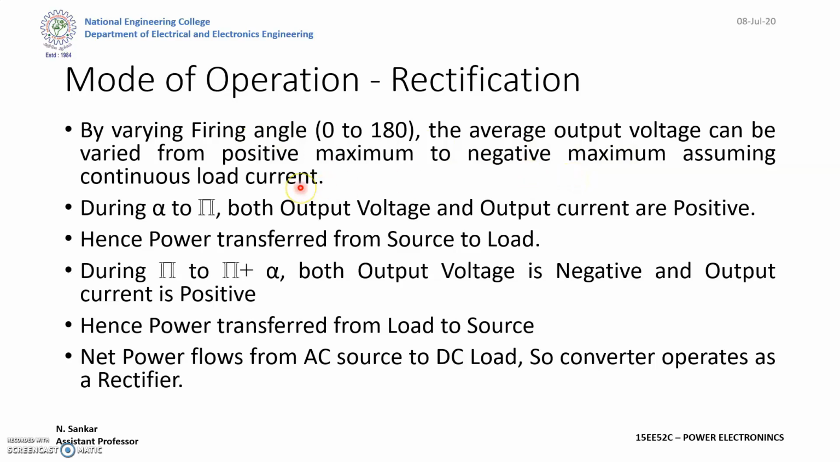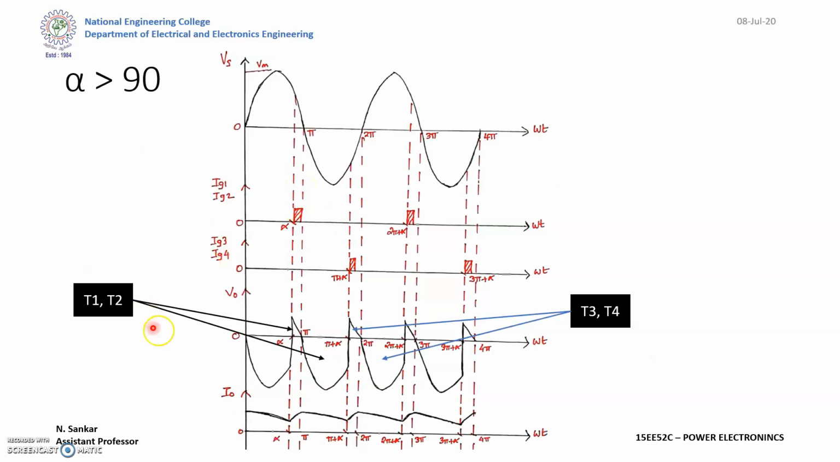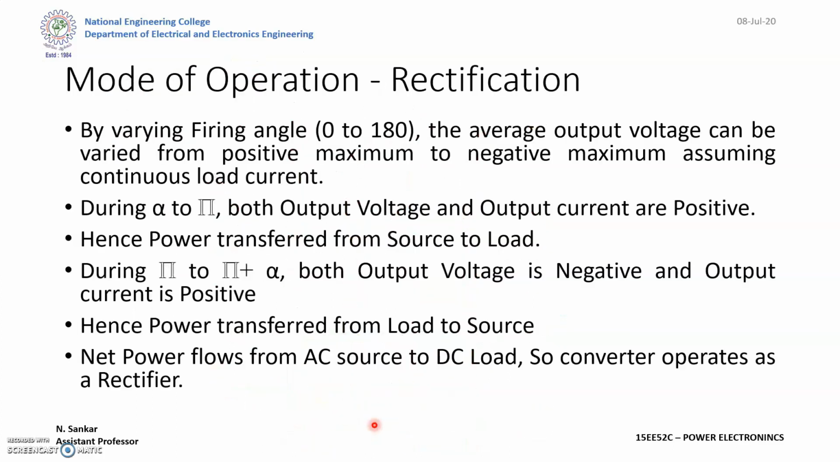Here you can see in most of the graphs, our load current is always positive and always continuous. Even if alpha is greater than 90 or less than 90, as you see in the previous slides, the output current is always positive, that is unidirectional, and it is continuous. That is our main assumption.